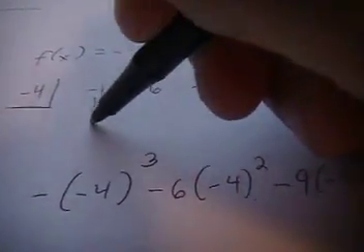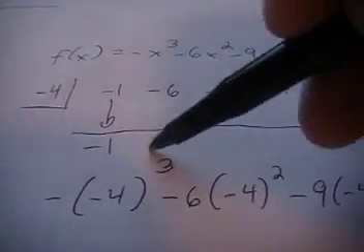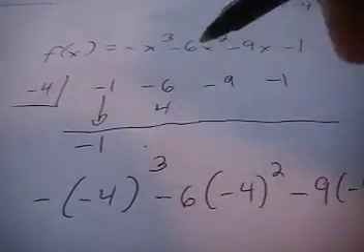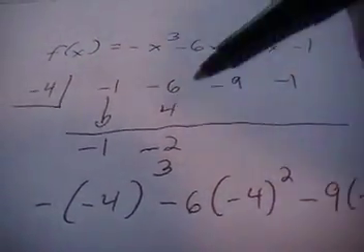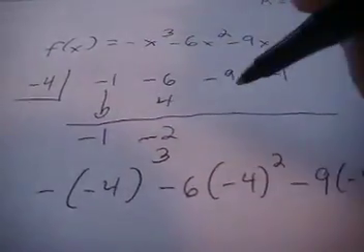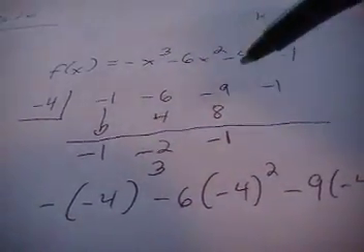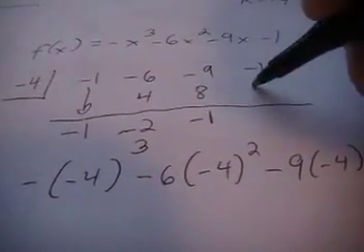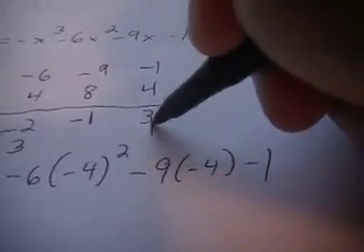Bring down the negative 1. Negative 1 times negative 4 is positive 4. Negative 6 plus 4 is negative 2. Negative 2 times negative 4 is 8. Negative 9 plus 8 is negative 1. Negative 1 times negative 4 is positive 4. And here it is. Negative 1 plus 4 is 3. That would be the remainder.